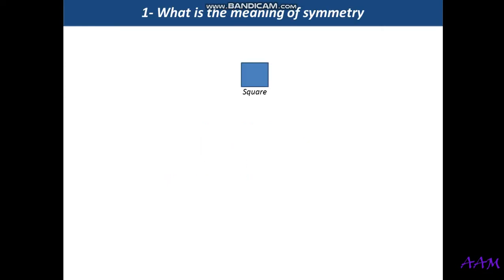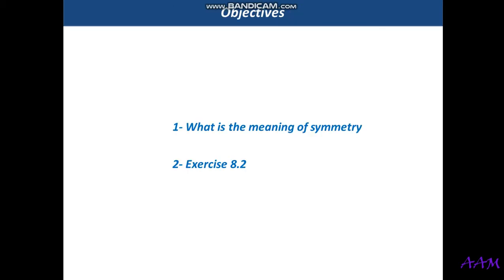We have a square. This is a shape called a square. I would like to test this shape for symmetry. I would like to find its horizontal symmetry and its vertical symmetry. What does that mean?